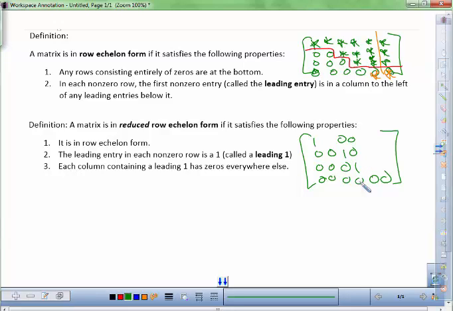Each column containing a leading entry of 1 has zeros everywhere else. So each column containing a leading 1 has zeros everywhere else. But that means that all the other places may not necessarily be 0. So it's possible to have non-zero, non-1 entries on those other places where the column with a leading 1 doesn't have them. It's possible that the rest of them are non-zero or not 1.